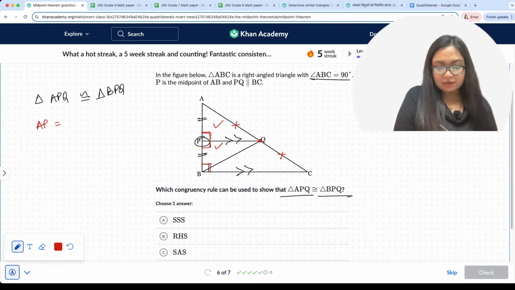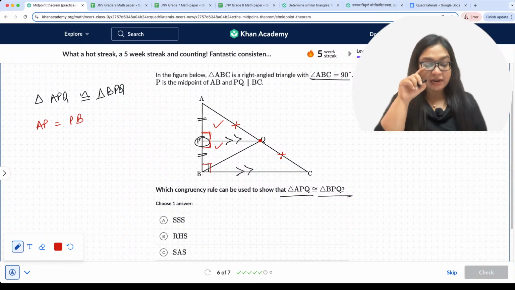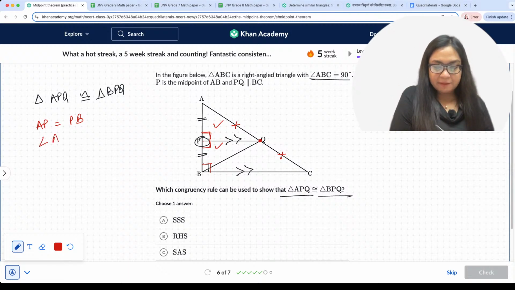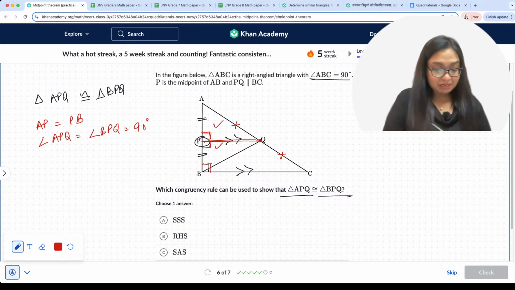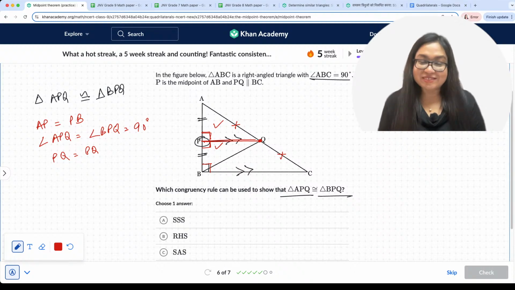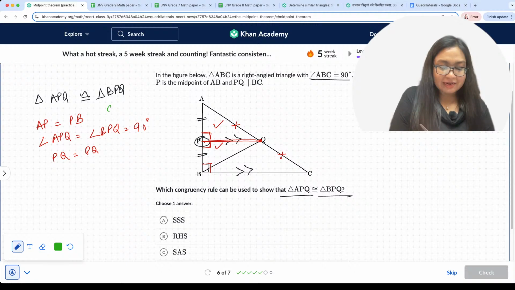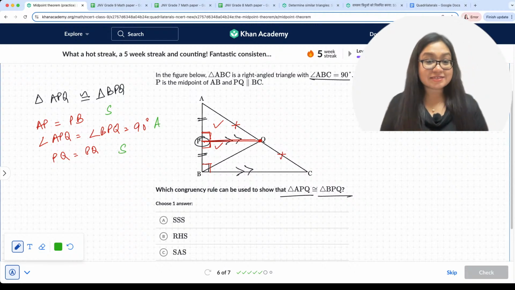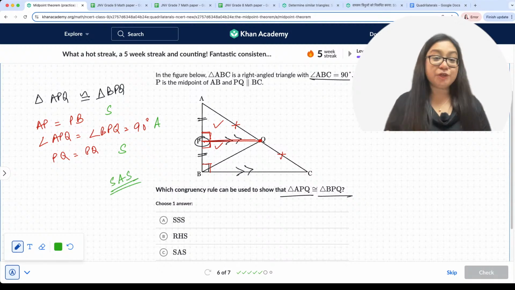AP बराबर PB, ये ऑलरेडी है हमारे पास. एंगल P 90 डिग्रीज है. एंगल APQ इज इक्वल टू एंगल BPQ इज इक्वल टू 90 डिग्रीज. ये दोनों एंगल्स बराबर हैं और PQ जो है वो कॉमन साइड है, मतलब PQ इज इक्वल टू PQ. What do we see from here? We see that we have, see here, side angle side, right? Side including angle side, मतलब SAS congruency यहां पर यूज हो रही है.